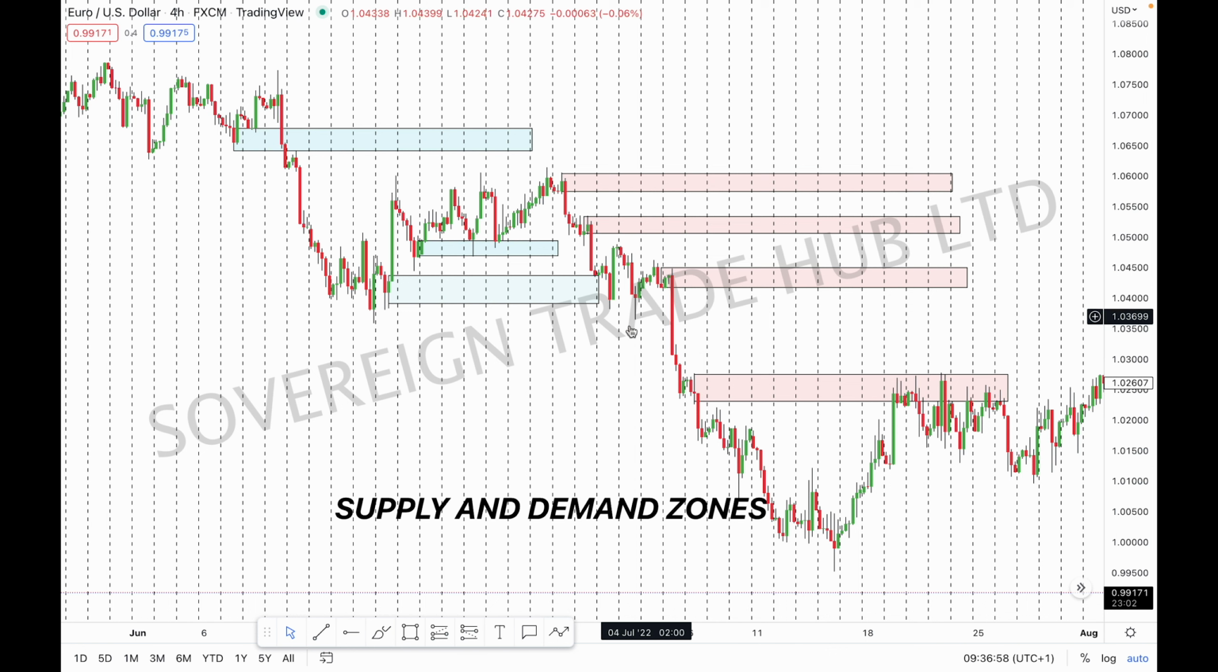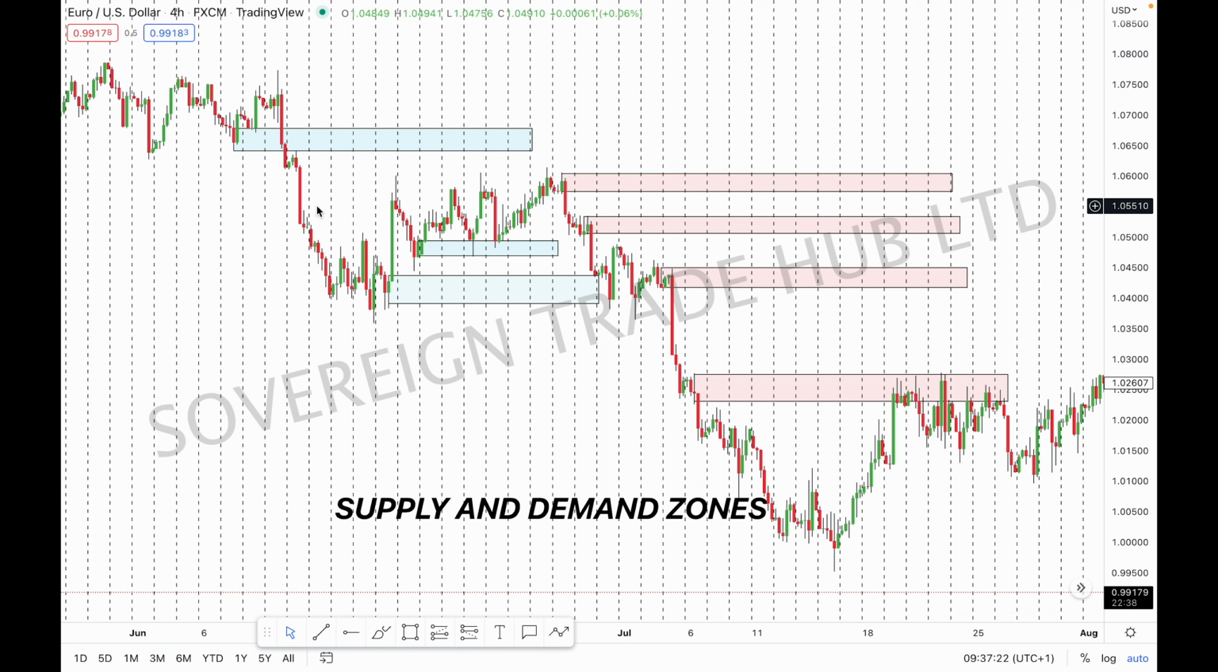Now, looking at my chart, you notice something. There are some areas I highlighted with red and extended to the right, and some areas I highlighted with blue and extended likewise. The areas in blue are the demand levels, the demand zones. Why do I use the word demand levels or demand zone?